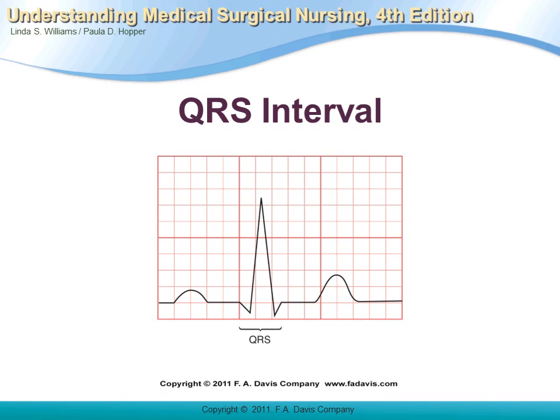So if we count boxes, one box equals 0.04 seconds, right? So we've got 1, 2, and like a fourth of a box. So this is 0.04 plus 0.04 is 0.08, plus like 0.01. So this would be like 0.09 is the length of the QRS complex.